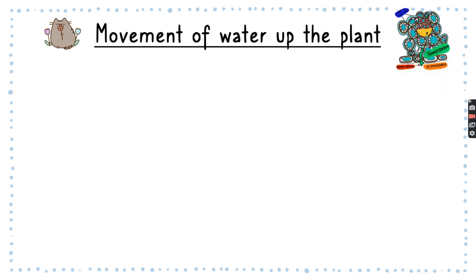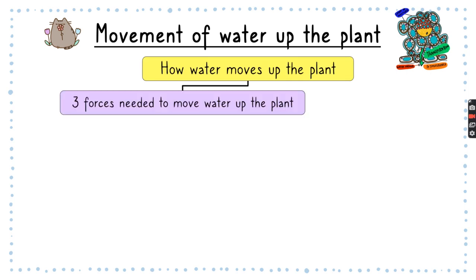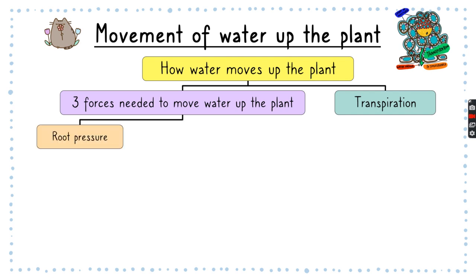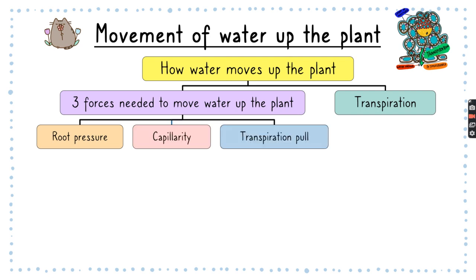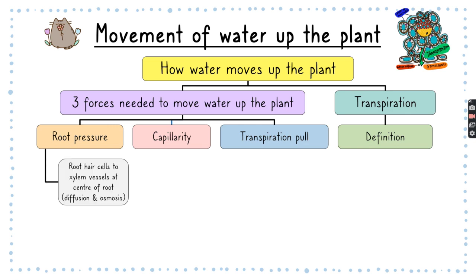We have also learned in one of the previous subtopics about how water moves up the plant. Water moves up the plant by three forces, and overall, when water is lost from the leaves, you call that transpiration. But water can move up with these three forces. The first force that we learned was root pressure, the second one is capillarity, and the third one is transpiration pull. And we're going to look into how all of that is related to the definition of transpiration.